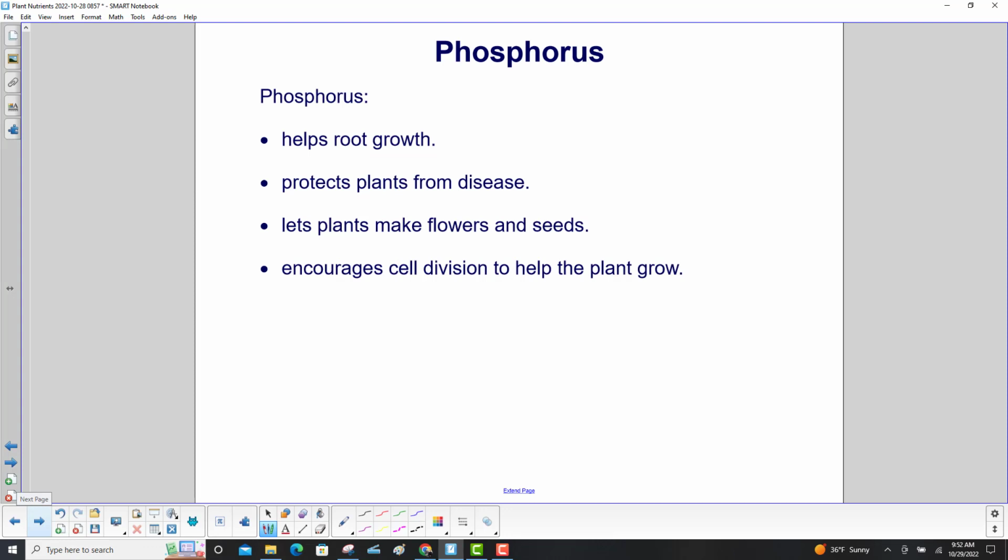Phosphorus helps root growth, protects plants from disease, lets plants make flowers and seeds, and encourages cell division to help the plant grow.